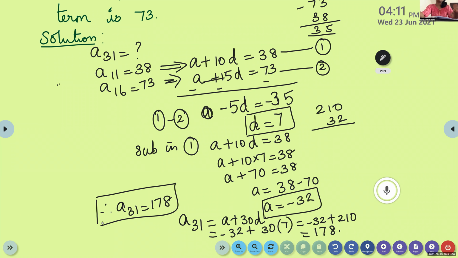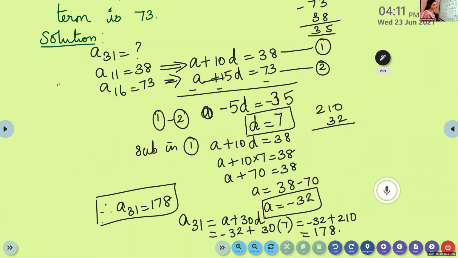Is it okay, children? Any doubt in this question, John? Ma'am, after substituting, can you explain one more time? Which part? After substituting in equation 1. In equation 1, we are substituting the value of D. What's the value of D here? 7. 10 into 7 will become 70. Our aim is to find A. So positive 70, if you take it to the other side, it becomes negative 70. From there, we get A is negative 32.